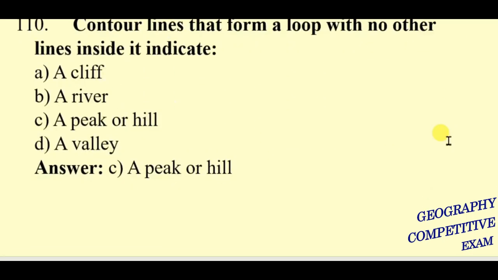Question 110. Contour lines that form a loop with no other lines inside it indicate a cliff, a river, a peak or hill, a valley. Here the right answer will be a peak or hill, where the contour lines form a loop with no other lines inside it.